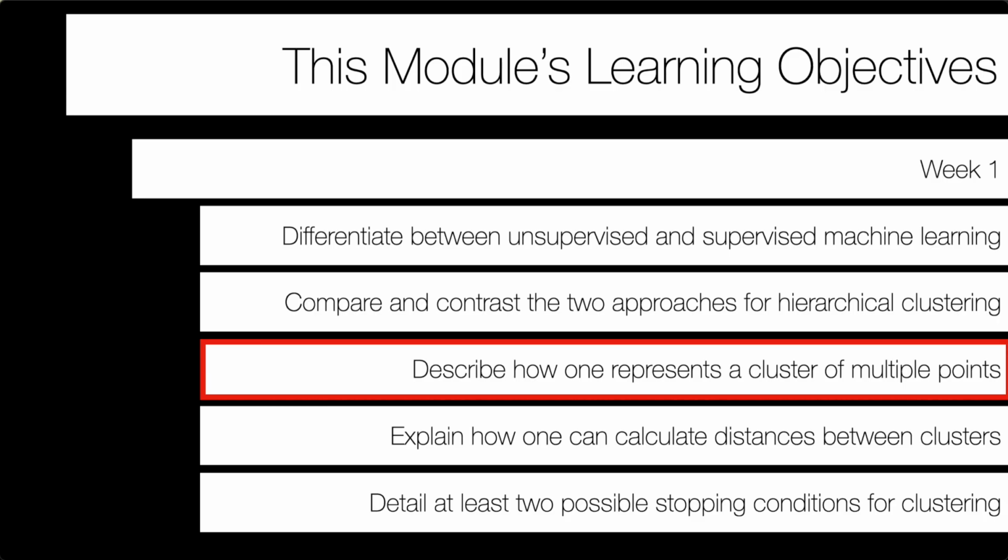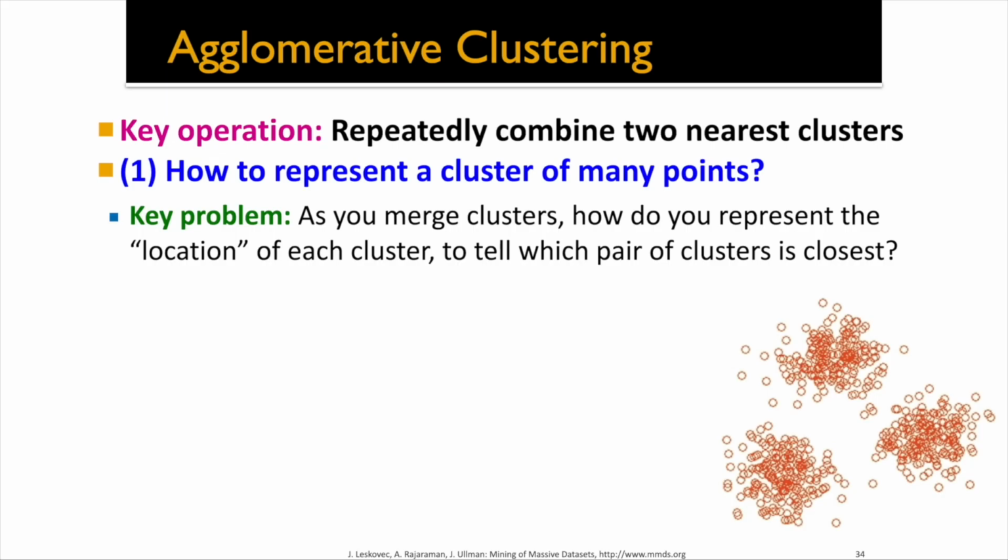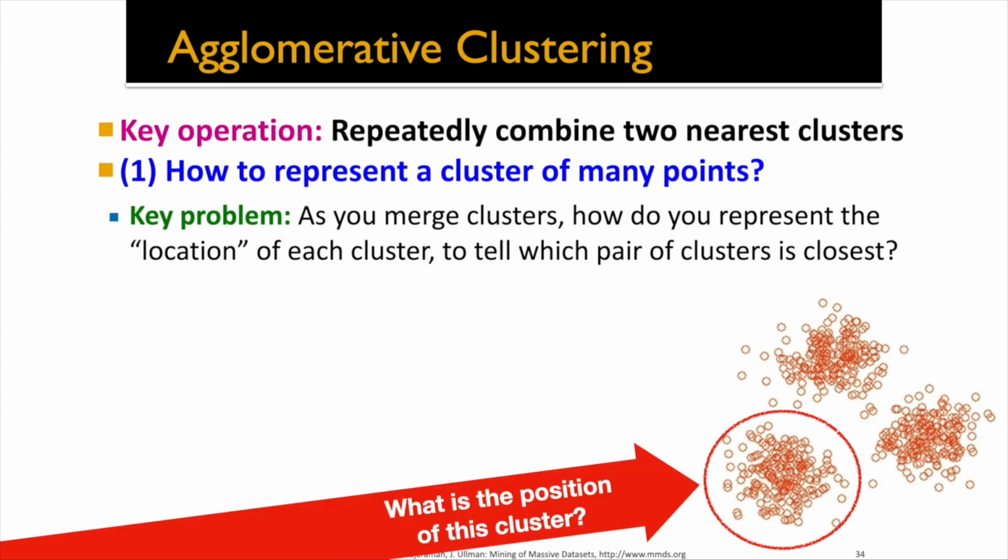So let's answer the first question about how we represent a cluster of multiple points. The key problem here is when we start combining points into the same quote-unquote cluster, we need to figure out or represent the location of each cluster, now that a cluster has multiple points in it. So here, what is the location of that cluster? And we need that information because we have to evaluate the distance between this cluster and other points, or this cluster and some other cluster. What is the position of this particular cluster?